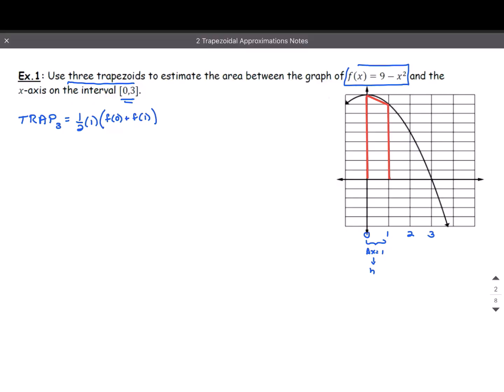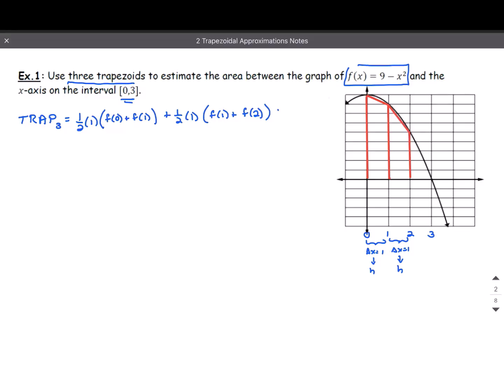Now the next trapezoid goes from 1 to 2. That also has a change of x of 1, and that's going to be our height. Now on the left side there is the 1, so we're going to use f of 1 to find the height, and on the right side is 2, so we're going to do f of 2 to find the height of that trapezoid. Now we already found the height at 1, we're going to draw the height at 2 here, and then we're going to connect it to make our trapezoid.